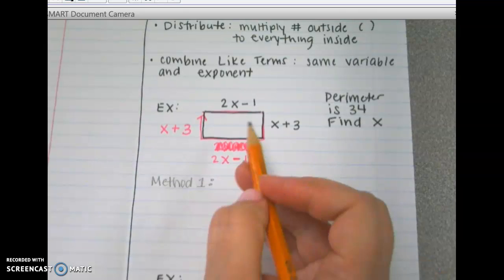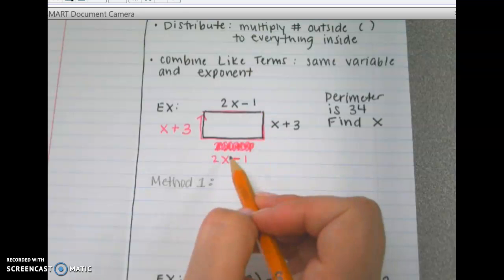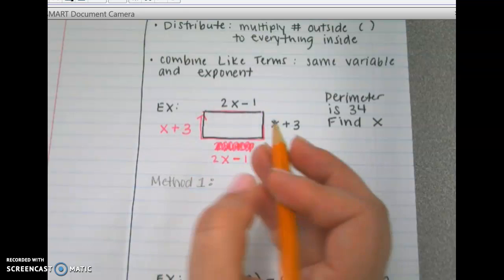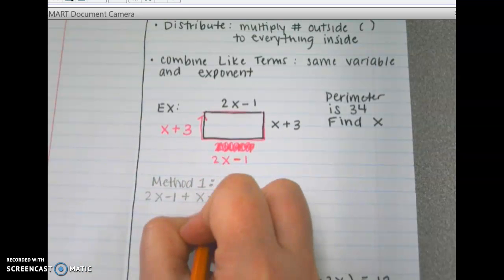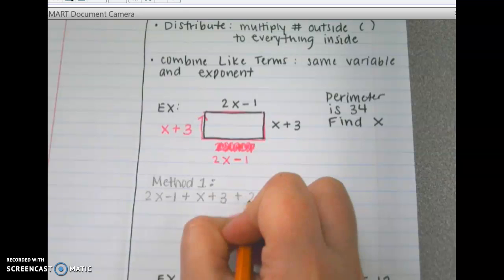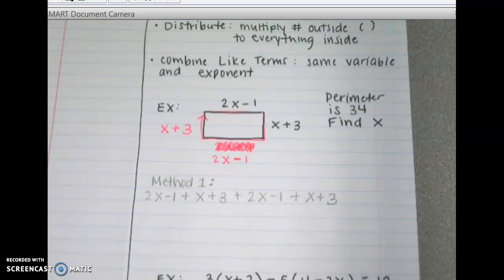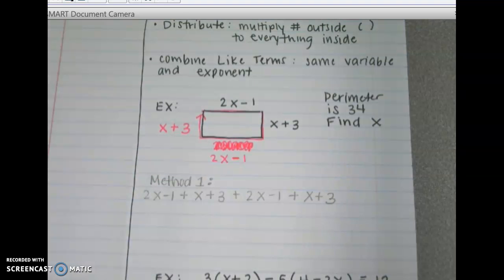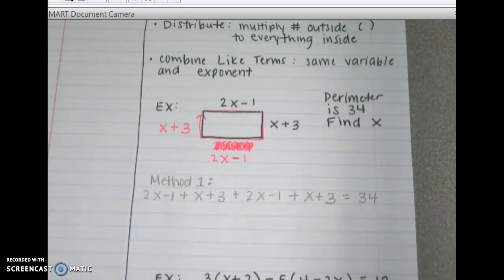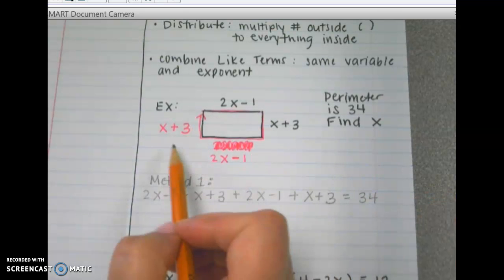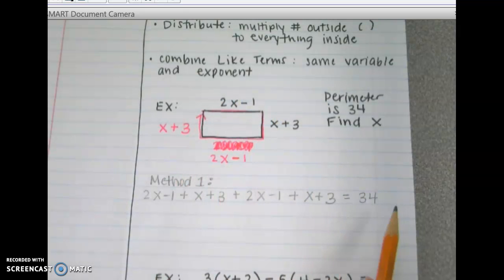Method 1, we're literally just going to copy everything that we put around the rectangle with plus signs in between the sides. So 2x minus 1 plus x plus 3 plus 2x minus 1 plus x plus 3. And because it tells me that the perimeter is 34, if I add everything that's all around this shape, I'm supposed to make it equal 34.